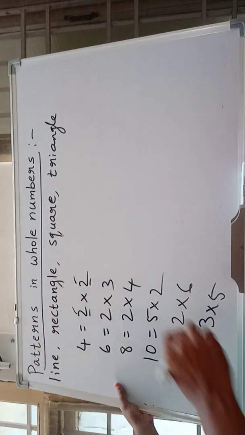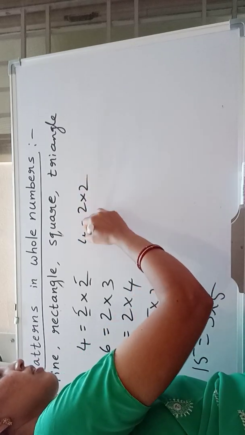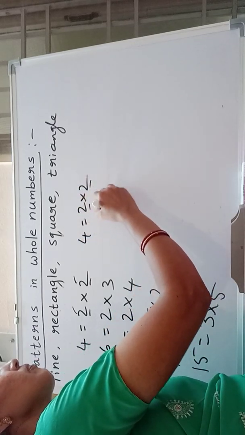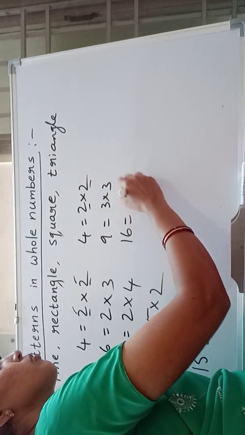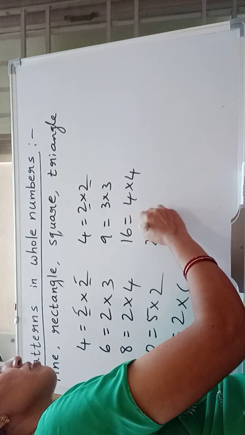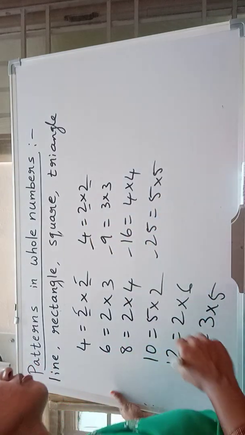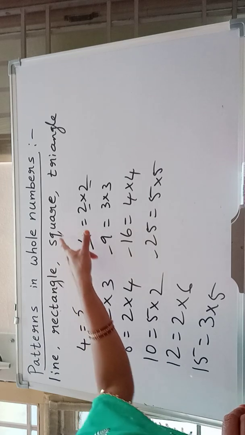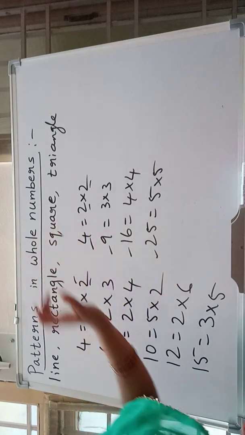Product of the same number, if we can use, for example 2 into 2, 3 into 3, that is 9, 4 into 4, that is 16, and 5 into 5, that is 25. Then these numbers we can show in square shape. Okay, these are the whole numbers. That is, with these many dots we can show a square shape.